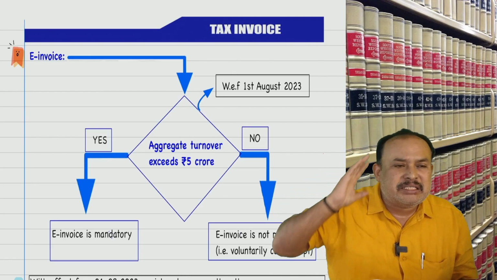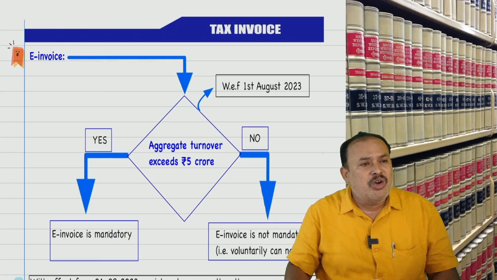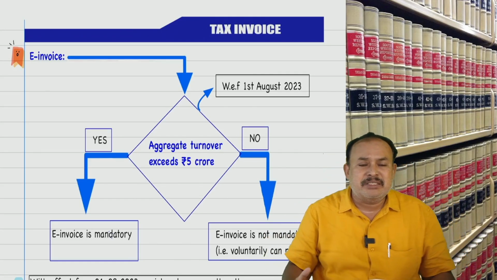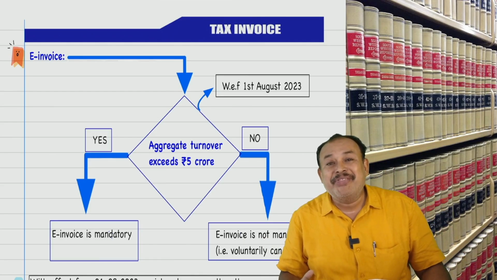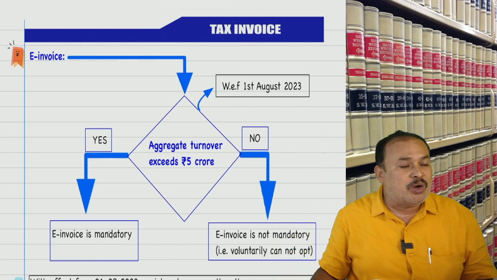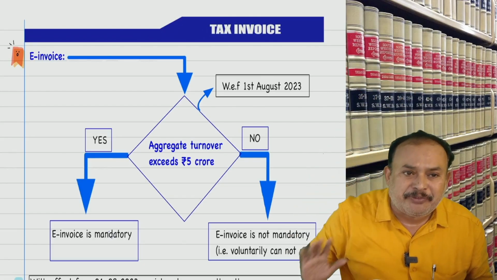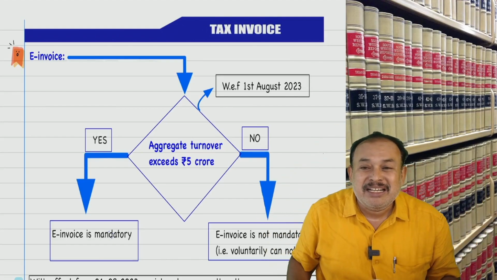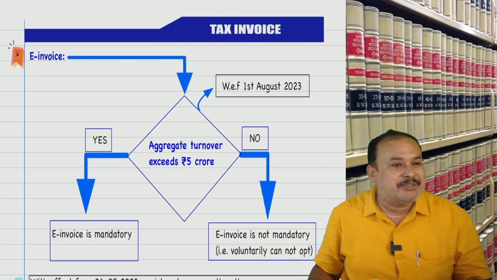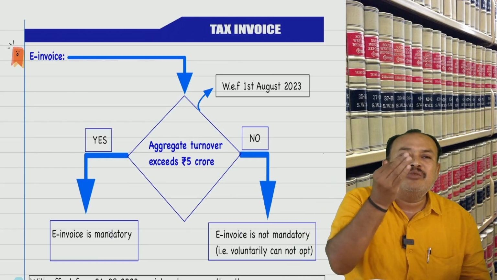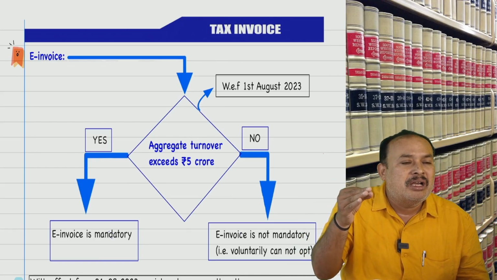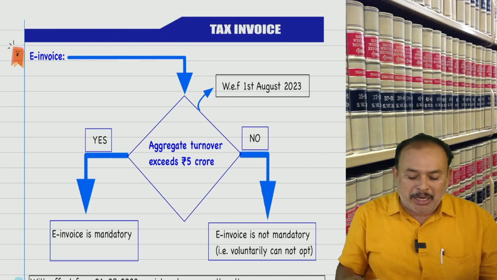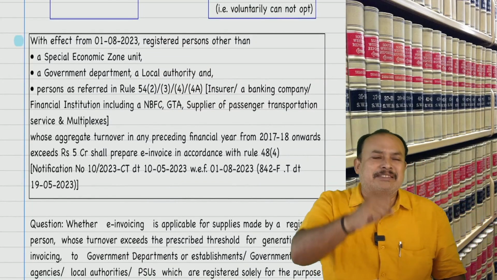Now I am bringing to your notice that E-Invoice is not applicable to certain classes of taxpayers notified by the government upon the recommendation of the GST Council. Even though the turnover exceeded 5 crores, such taxpayers are not required to issue E-Invoice, meaning E-Invoice is not applicable to this category irrespective of the turnover. Who are they? Very important from the exam point of view.